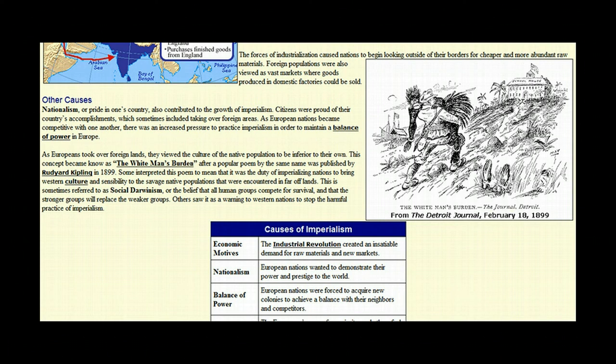There are other causes. For example, nationalism, or pride in one's country, also contributed to the growth of imperialism. Citizens were proud of their country's accomplishments, which sometimes included taking over foreign areas. As European nations became competitive with one another, there was an increased pressure to practice imperialism in order to maintain a balance of power in Europe.